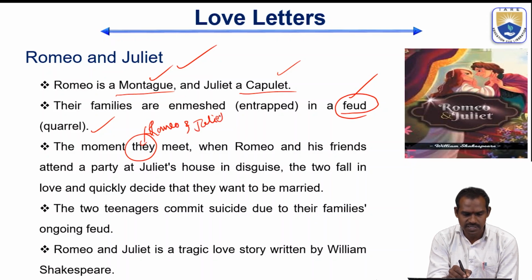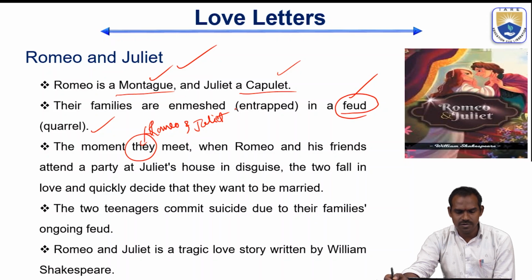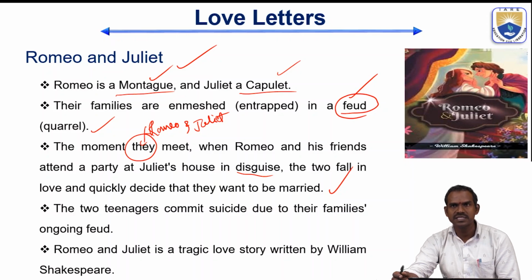The moment they meet, when Romeo and his friends attend a party at Juliet's house in disguise, the two fall in love and quickly decide that they want to be married. So in the party at Juliet's house, Romeo came with his friends to attend the party. At that time itself, they both fall in love and quickly decide that they want to be married. So let's see what happened.